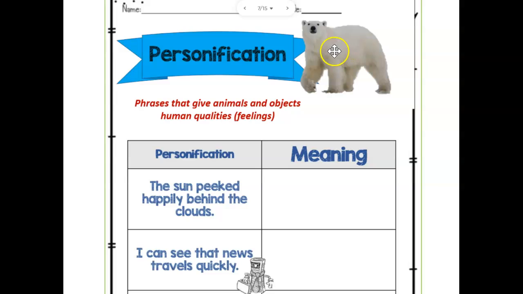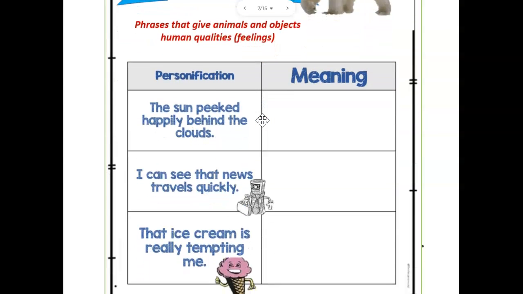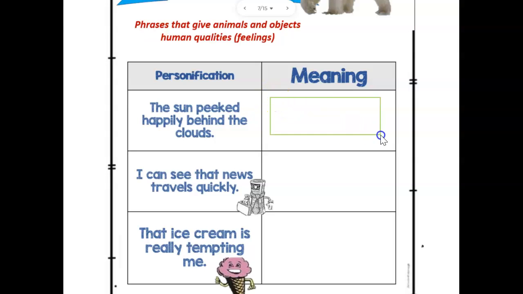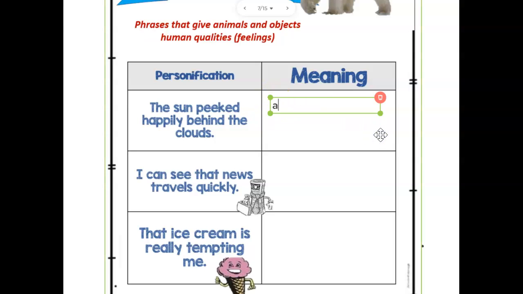Now, personification gives animals feelings or other qualities that they probably don't already have. Here are some examples. The sun peeked happily behind the clouds. Now, a sun can't peek, right? It doesn't have eyes. So it gave that quality to the sun. That's called personification. What that means is that a little bit of sun was showing.